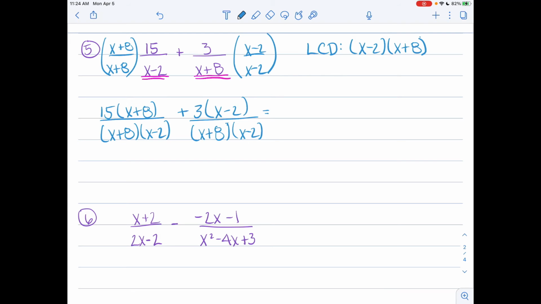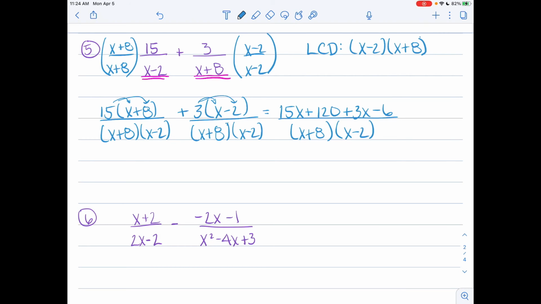And as I add, I want to also distribute. So if you need to, go ahead and draw yourself some little lines here saying that we are distributing. And because this is a plus sign, I can just keep going. I'll say 15x plus 120 plus 3x minus 6, and that's all over x plus 8 times x minus 2. Now I need to simplify as much as I can.